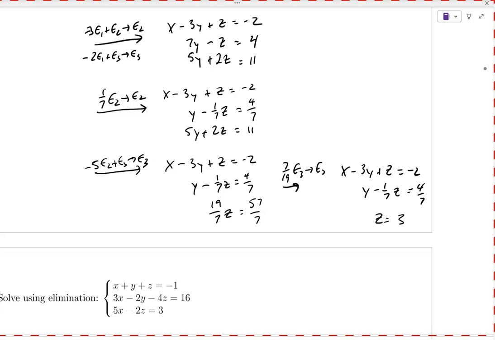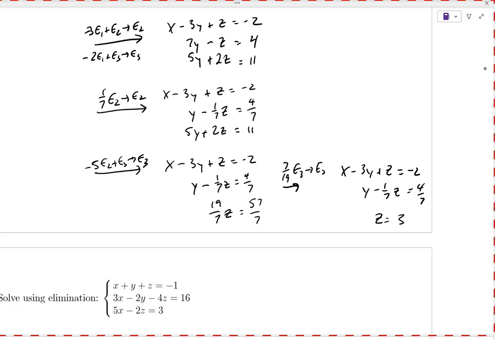By the way, now that we've got z equals a number, how many solutions are we going to get for this system? Just one, right? It's not dependent, right? We've got z equals number, and we didn't get an inconsistent thing, right? We didn't get a false statement. So there's going to be exactly one solution.